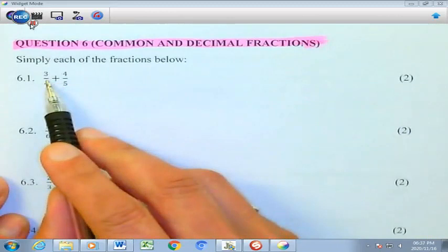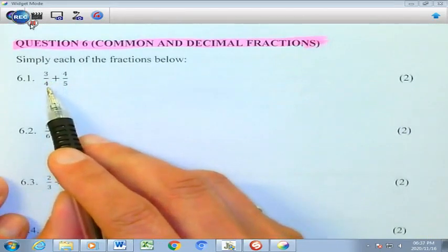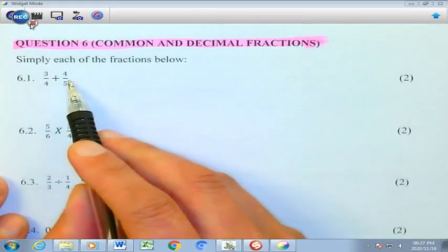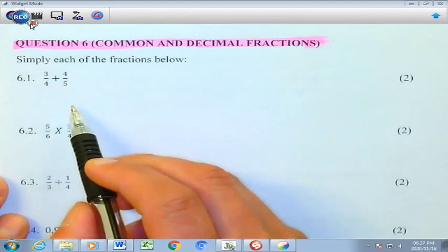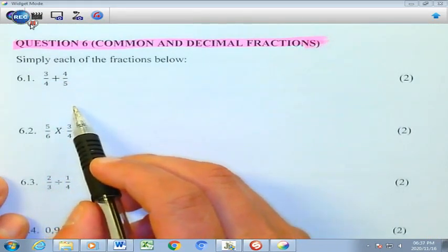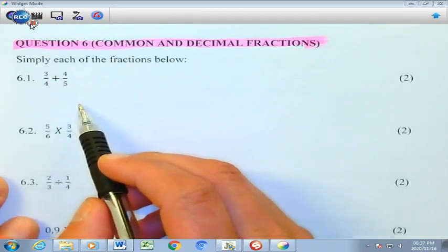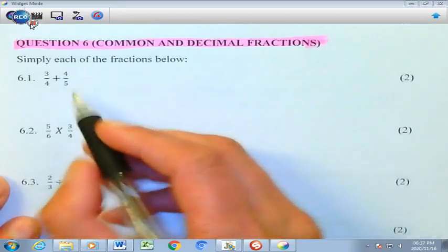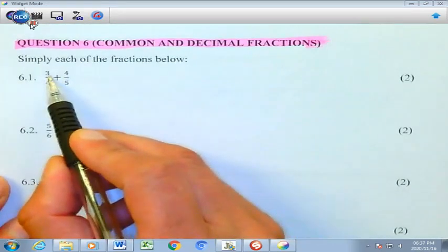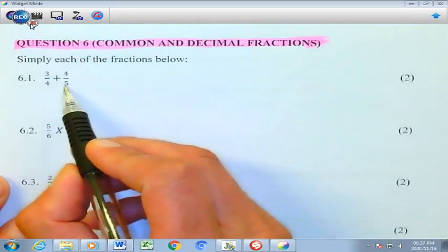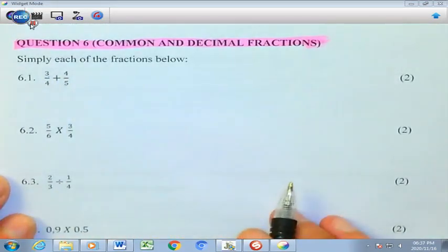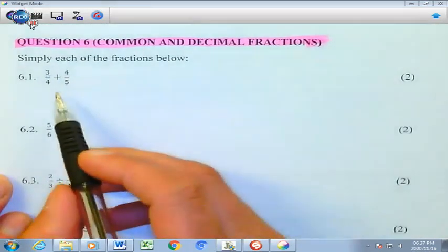So there we have 3 quarters plus 4 fifths. Right? 3 over 4 plus 4 over 5. You cannot just say 3 plus 4 and 4 plus 5. You can't say that. I want to be very clear, you can't say that.